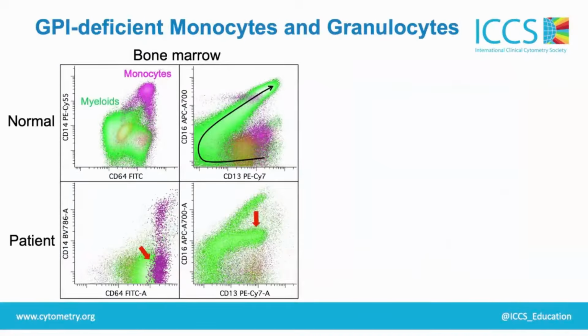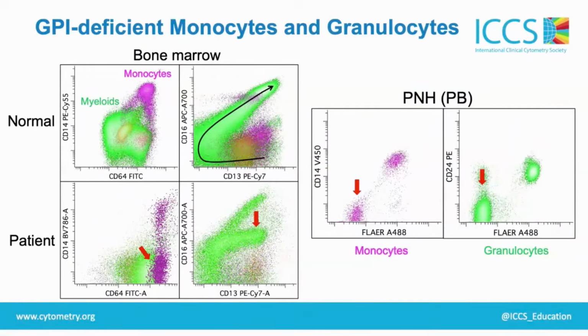In this patient, we see a subset of monocytes lack CD14 expression, and a subset of neutrophils show decreased CD16 expression, forming an additional line of maturation. CD14 and CD16 are GPI-linked proteins. Loss of CD14 on monocytes and loss of CD16 on neutrophils can be associated with a PNH clone.